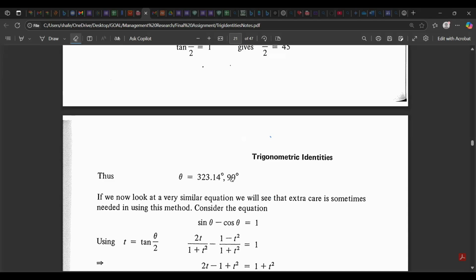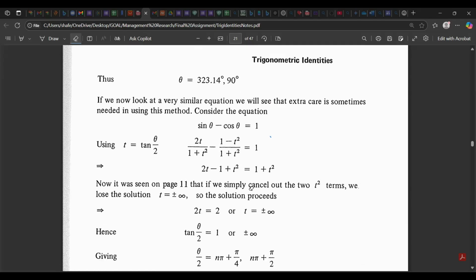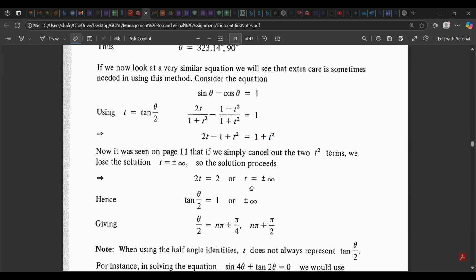Follow that one? Shouldn't be difficult. This one has a little twist I must highlight, right? So look at this equation. There's a twist to this one that is very important.